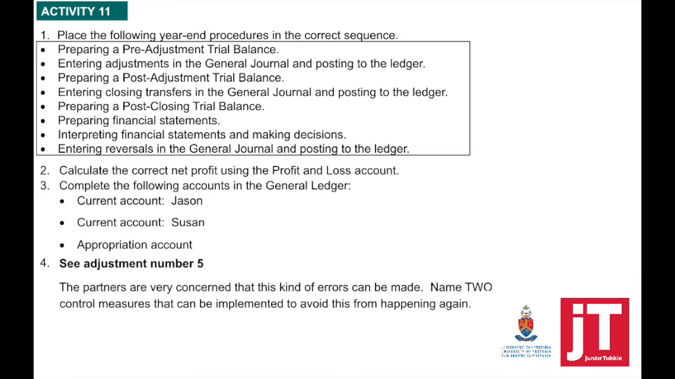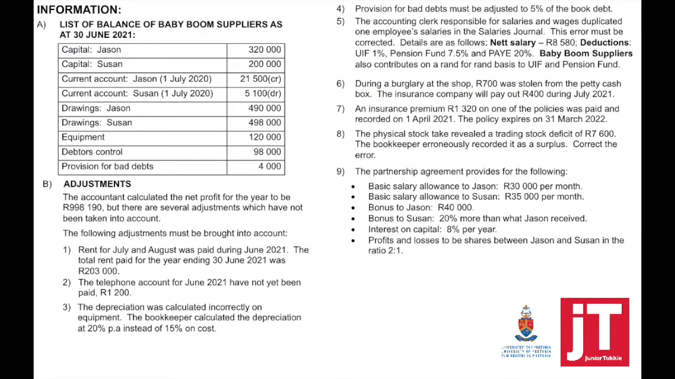Question number 3, complete the following accounts in the general ledger, the current account for Jason and Susan, and then the appropriation account. Question number 4 refers to adjustment number 5. The partners are very concerned that this kind of errors can be made. So here we're looking at internal control, which is incorporated. Information number A is the list of balances of baby boom suppliers as at 30 June 2021.